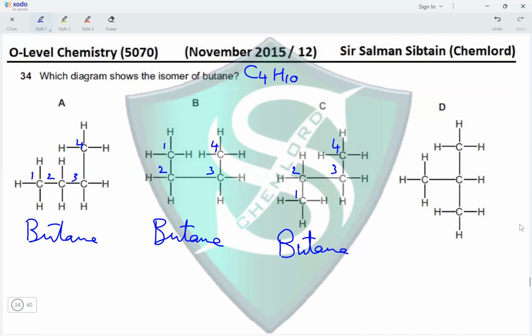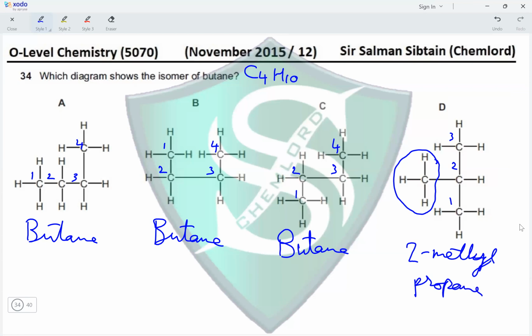In D, we have got 1, 2, 3 with a CH3 group present as a substituent group on the second carbon atom, making this compound 2-methylpropane. So it has a side chain present. Its name has changed. So this is an isomer of butane because it has also got the same molecular formula. Therefore, option D is the correct option for this question.